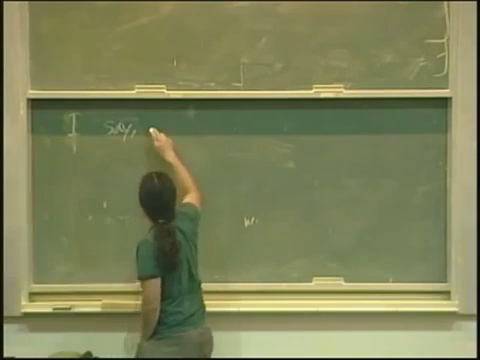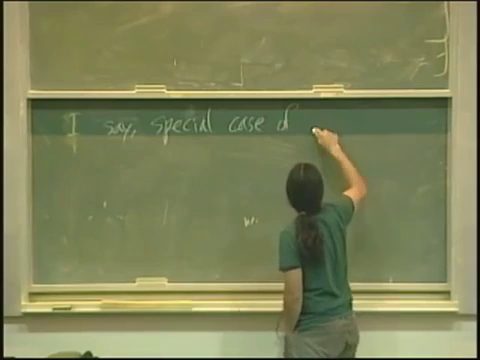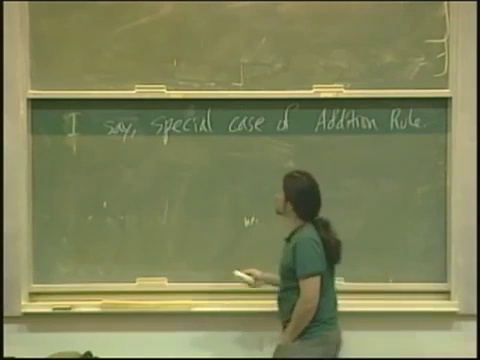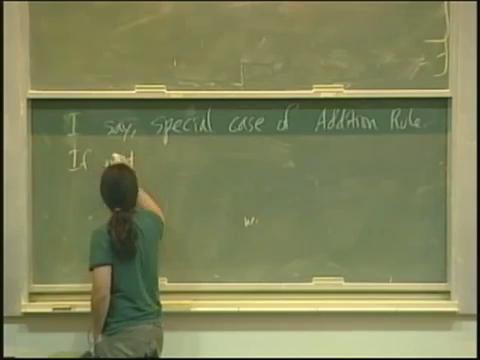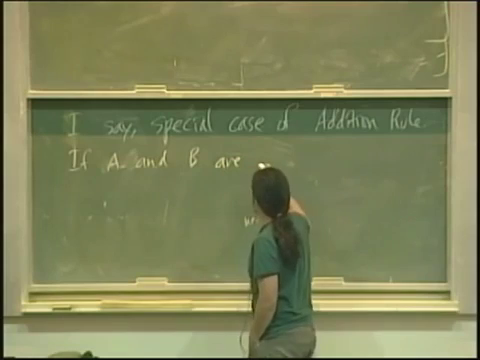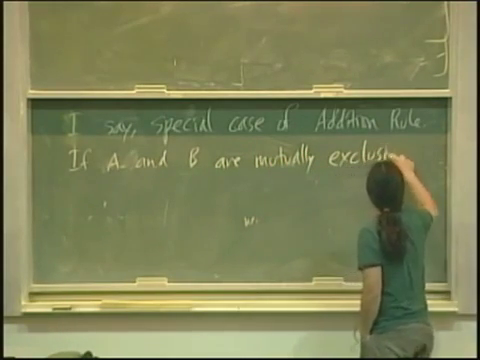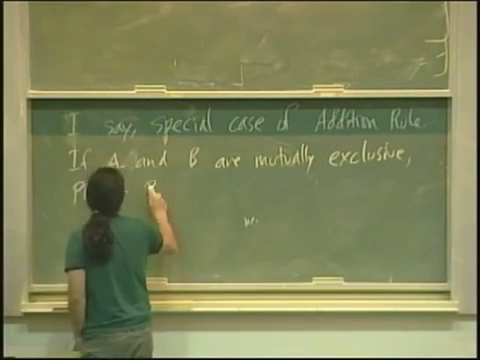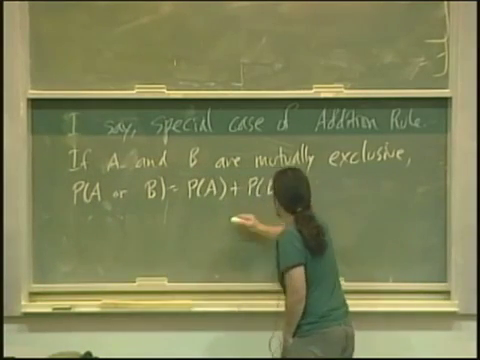So a special case of the addition rule is this. So if events A and B are mutually exclusive, then you can do this.